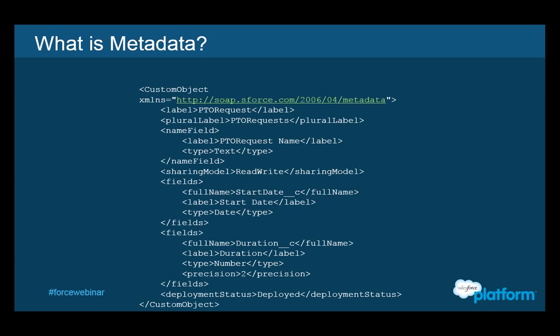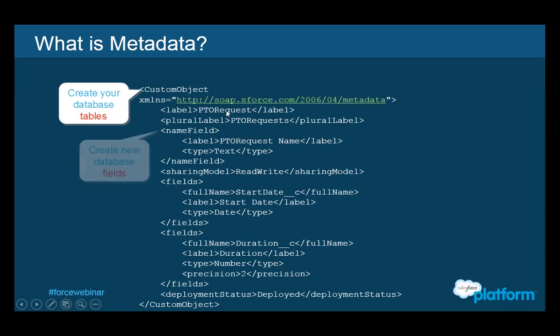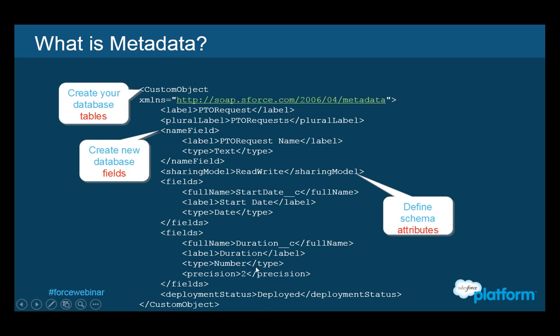So here's an example of some metadata. This is a custom object. I'll draw your attention to the top here. Your custom objects are like your database table. We've defined a custom object named PTO request. We've got some fields. We created a PTO request name field. And then we can also see information about the schema. And you can just see here generally it's a well-structured XML document.